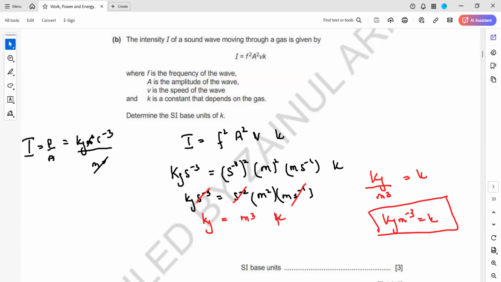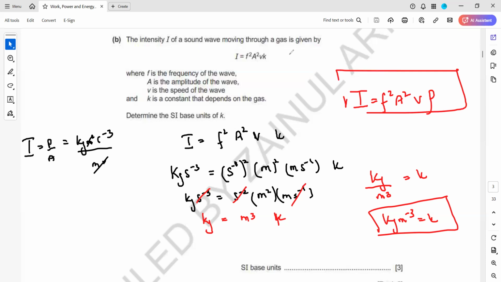So kilogram per meter cube, what is this kilogram per meter cube? Actually, this is a quantity which is known as density, because density is mass in a unit volume. So here, actually, what is this K? This K is the density. So the actual equation was I is equal to f squared A squared v into rho. That was the actual equation, but they changed this rho into K.